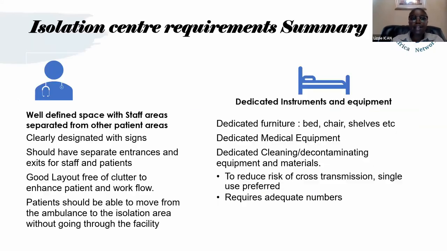And then in summary, we are saying that in the isolation center, we need a well-defined space with staff areas that are separate from other patient areas. They should be clearly designated with signs. You should have a separate entrance and exit for the staff and the patients. It should be a good layout, which is free of clutter to enhance patient and workflow. And the patients should be able to move from the ambulance area to the isolation area without going through other areas of the facility.